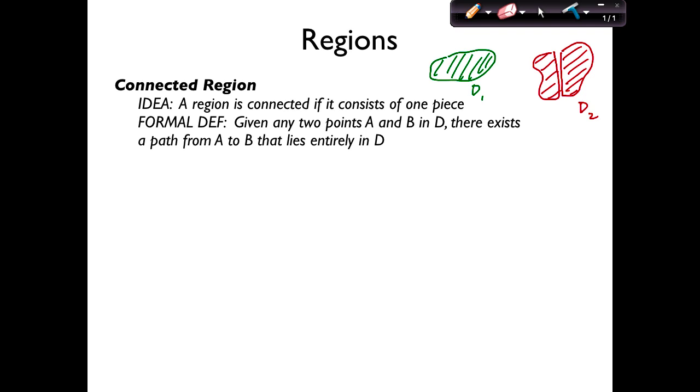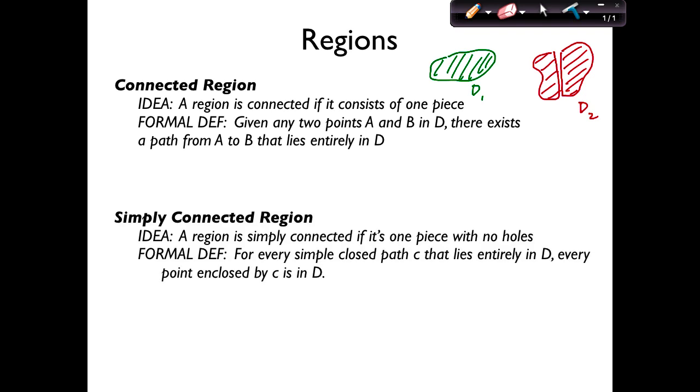Is that true in D1? No matter what 2 points you pick, you could find a path that lies entirely in D. Is it true for D2? No, because if you chose A over here and B over here, you could never draw a path that lies entirely in D. So that's the math version, but the general idea is one piece. Okay? Simply connected region. The idea is the region is simply connected if it's one piece, because it's connected, and the simple part means there's no holes in it.